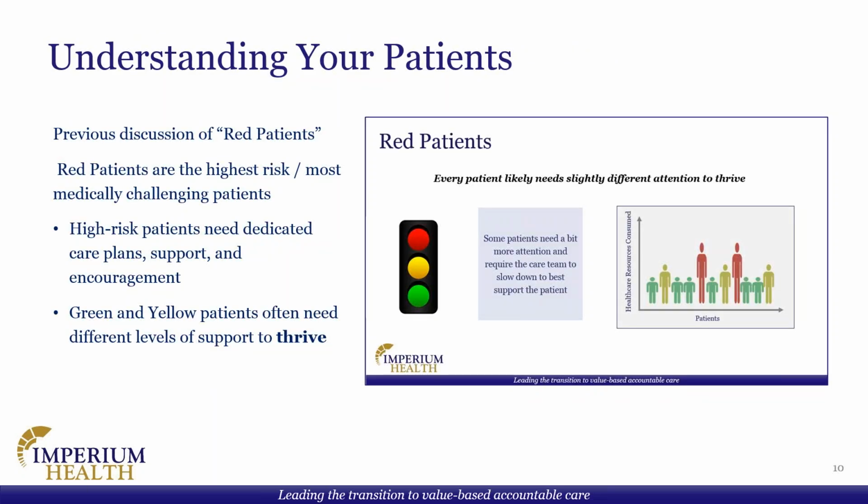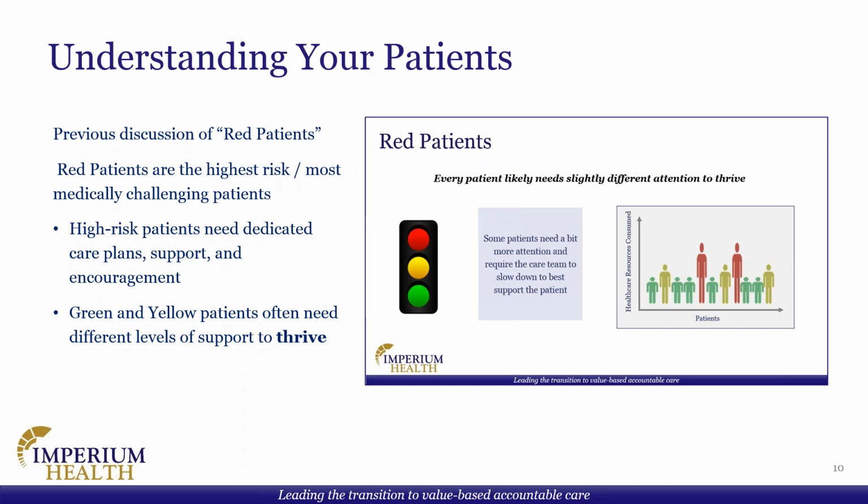So earlier this year, we started to introduce the idea of red patients, or even thinking about how can we stratify some of our patients to put them in groupings that will best support that patient. So we had talked about red patients, which are usually your highest risk or most at-risk patients, some of your most medically challenging patients in that grouping. That group of red patients is really going to be focused on someone that's using health care differently than you would have expected. And those high-risk or at-risk patients often need a dedicated care plan, direct support, and sometimes even encouragement. It could be as simple as how do we make sure that we're motivating this patient to help them to be successful.